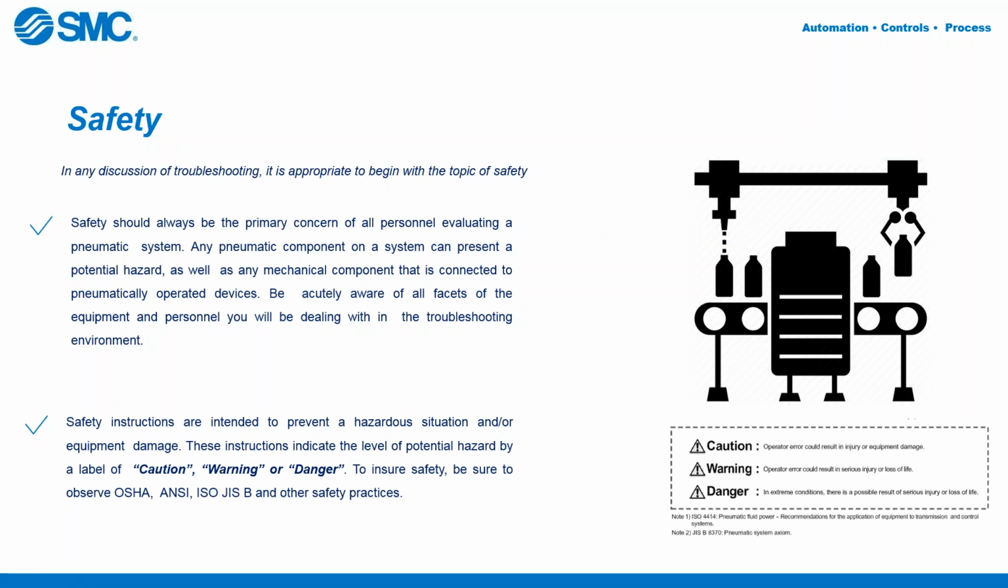We know that pneumatic system components can be a hazard, as well as any other mechanical components. We want to make sure that we're aware of everything, that we're comfortable with the equipment we're looking at, and the personnel we'll be dealing with. This is especially true if we're being called in as an outside troubleshooter. One of the first things to take a look at is the warning signs, right? Most machines have warning labels like caution, warning, or danger. Look at those placards if you can, and also be sure that you're familiar with the procedures, particularly lockout, tagout, and other things like that.